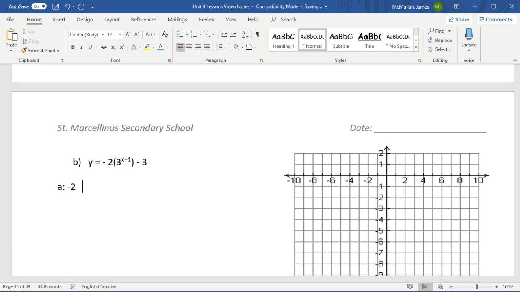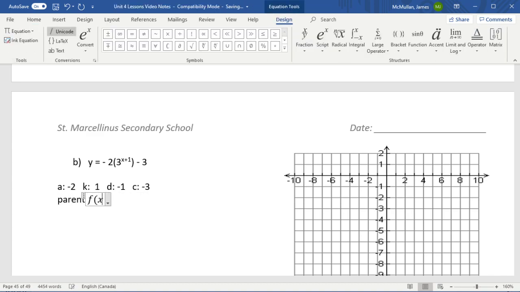A is -2. K is 1. D is -1. C is -3. The parent function, f of x, is 3 to the power of x.